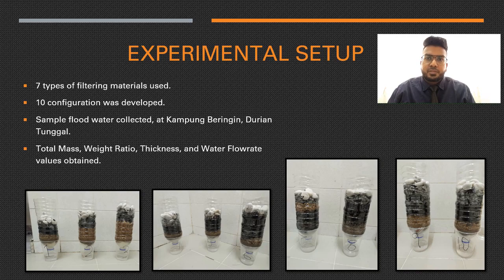The filtering material was cleaned with 2000 ml of water. An initial volume of 100 ml water was poured into every configuration. The time taken to filter the water and the final volume were tabulated. Then the reading was taken 3 times to calculate the average value. Total mass, weight ratio, thickness and flow rate values are obtained through the experimental setup.